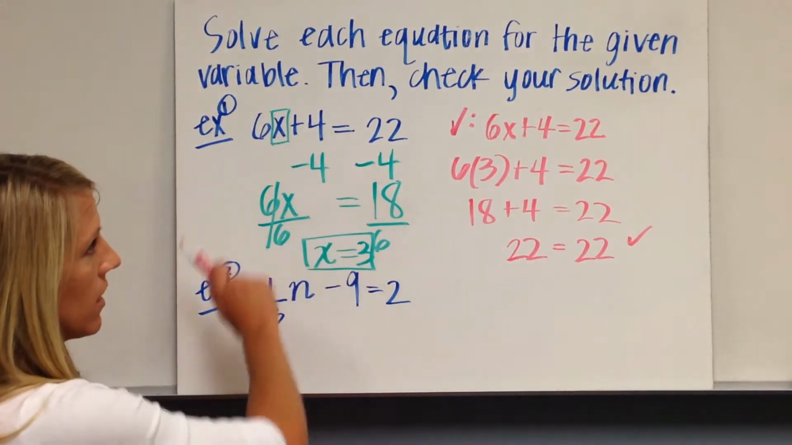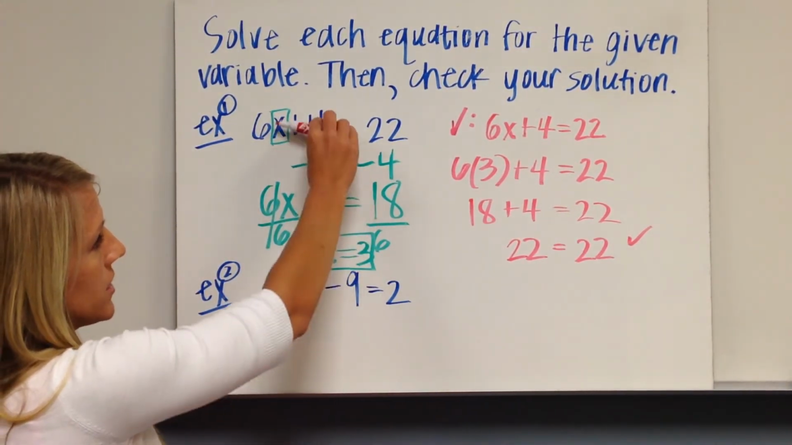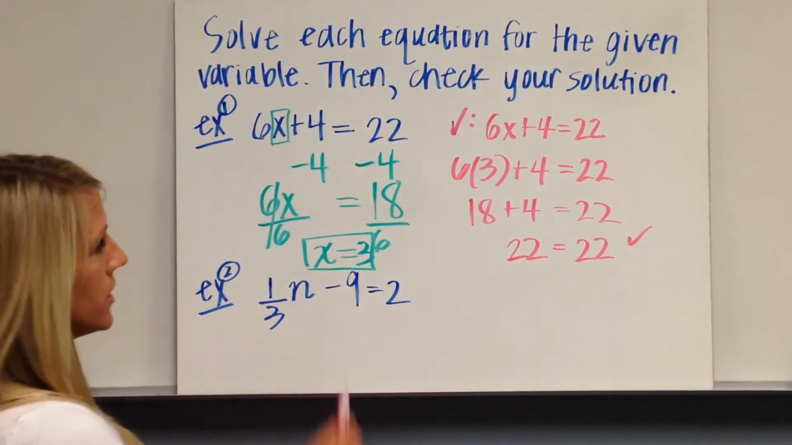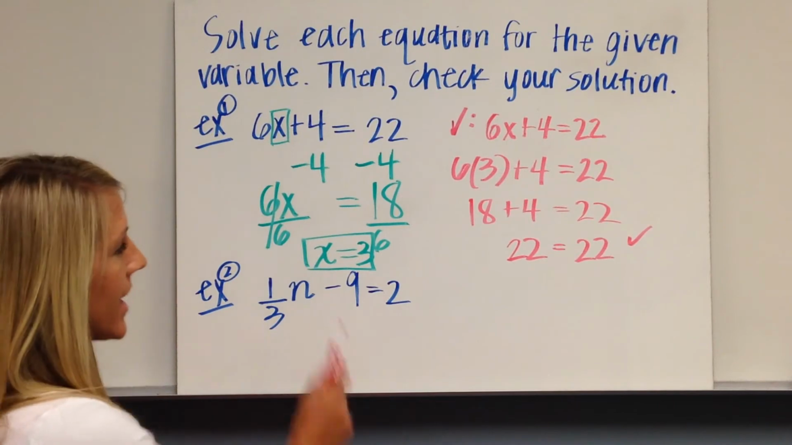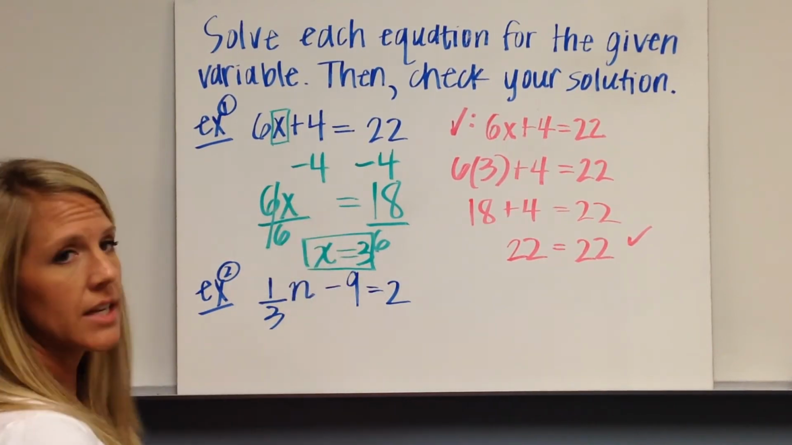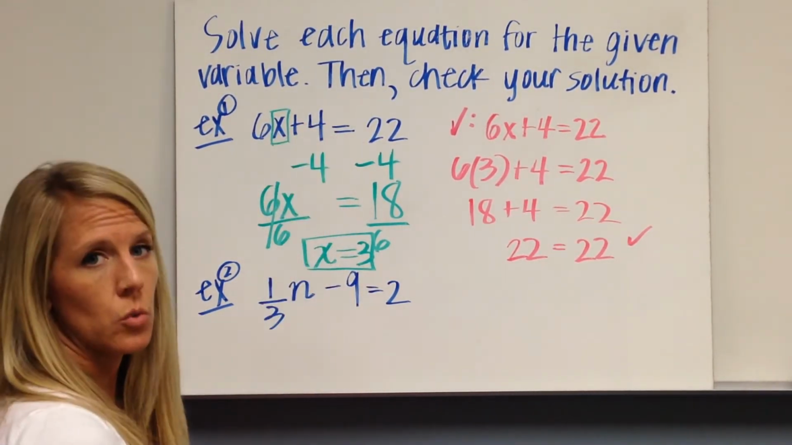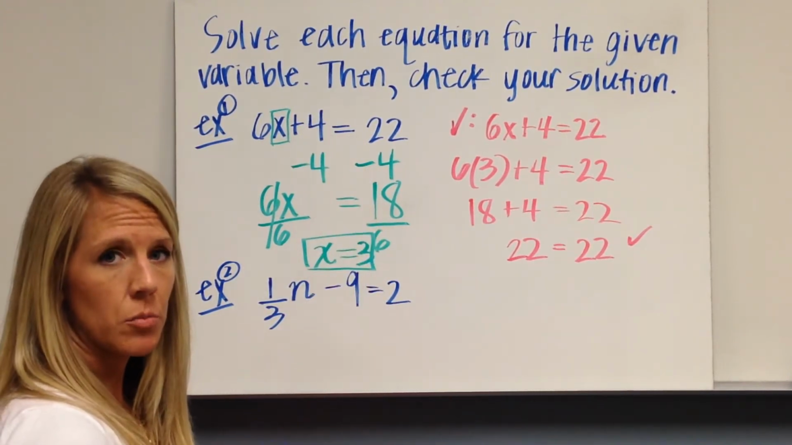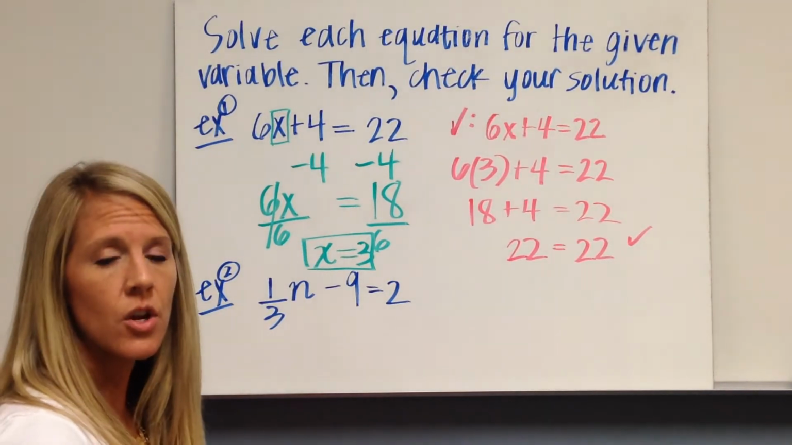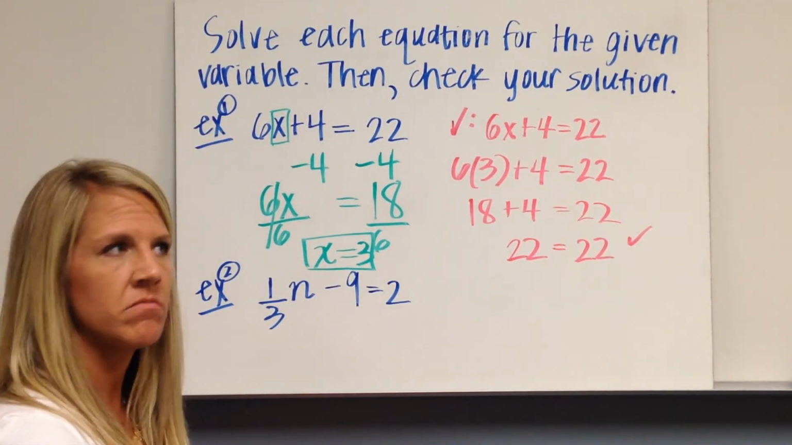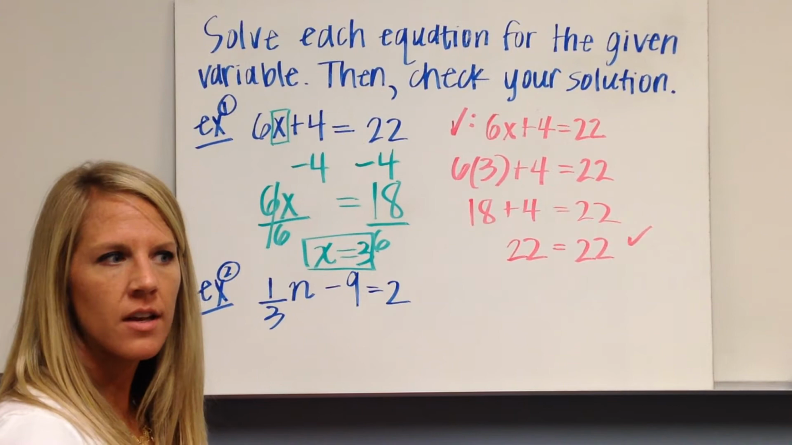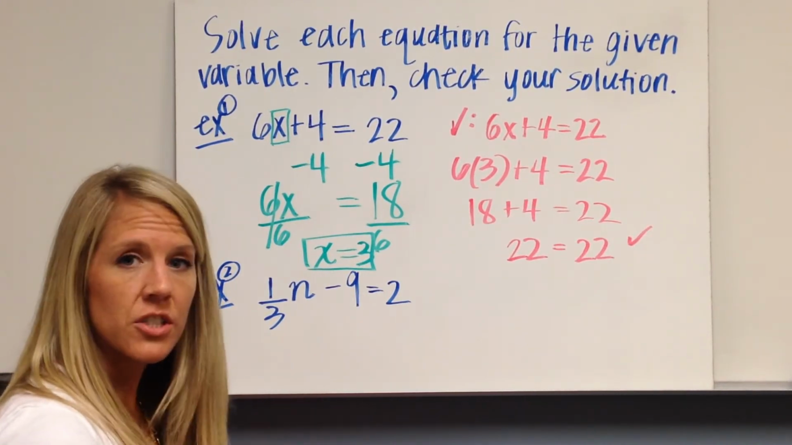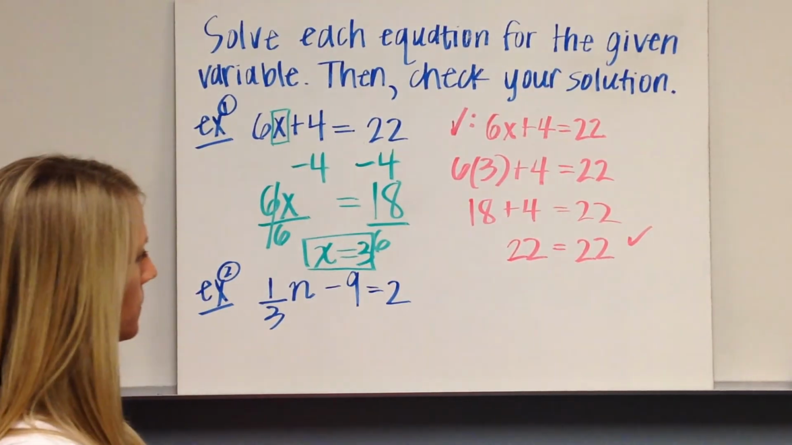Okay? Just like over here, each step here is equivalent to the previous step. So 6x plus 4 equals 22 is equal to 6x equals 18. X equals 3 is equal to 6x equals 18, which is equal to 6x plus 4 equals 22. So just keep in mind, every single step is equivalent to the previous one. We haven't changed the equation, we're just writing it in a different way, similar to fractions. 1/2 and 2/4 are the same thing, the same fraction, just written in a different way.